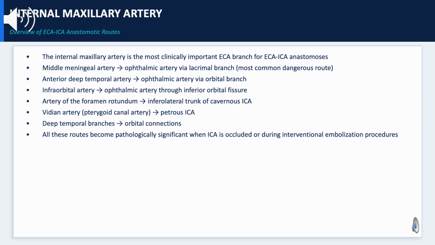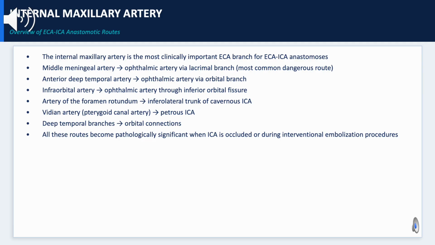The internal maxillary artery is the single most important ECA branch for anastomotic risk. Its terminal branches extend through multiple skull base foramina and create connections at every level, from the petrous ICA to the ophthalmic artery. The clinical hierarchy of danger is MMA lacrimal ophthalmic is the most commonly encountered dangerous pathway.